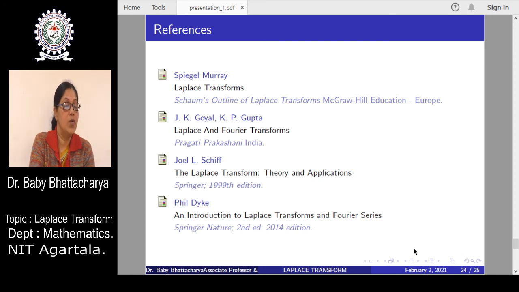I hope we have come to know in brief about the Laplace transformation, why it is required, and how to find the Laplace transformation of simple functions. In the next class we will focus on the sufficient condition for the existence of the Laplace transformation and also other properties of the Laplace transformation. So that's all from my side for today's lecture.